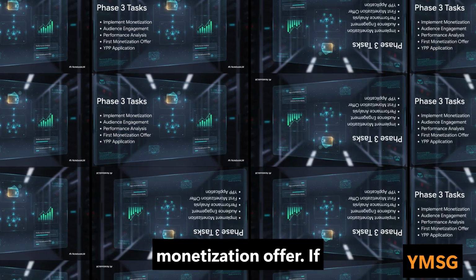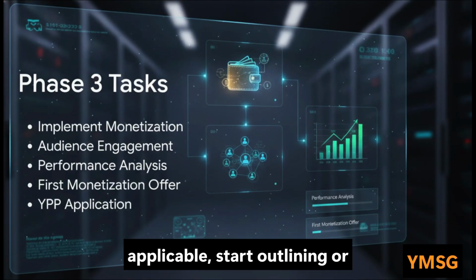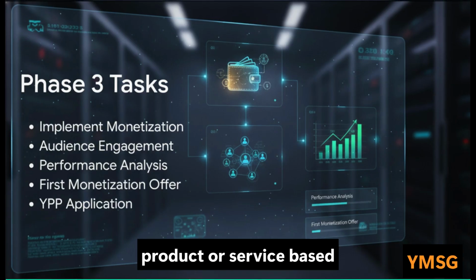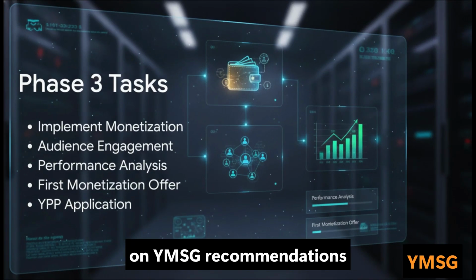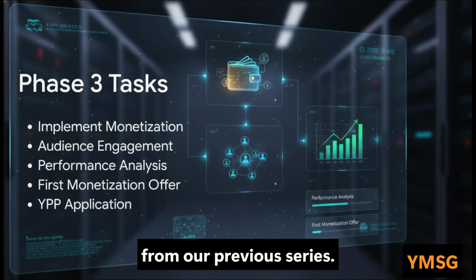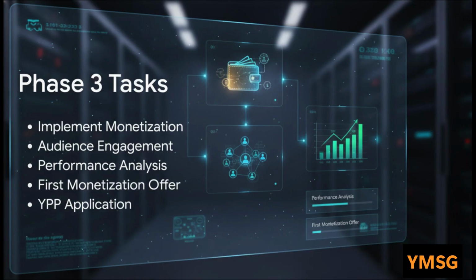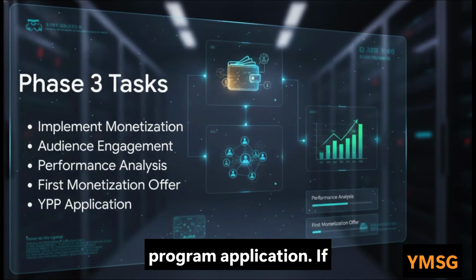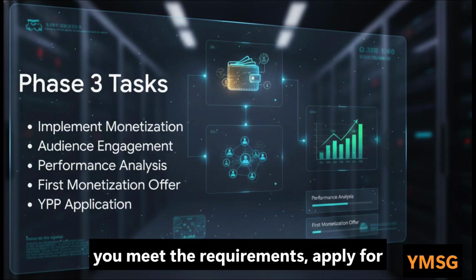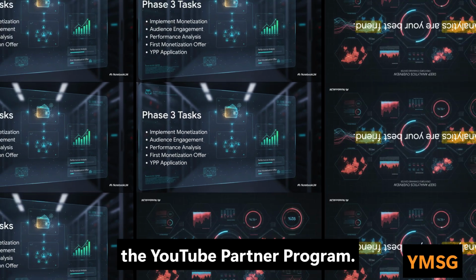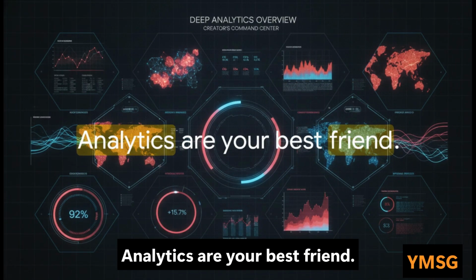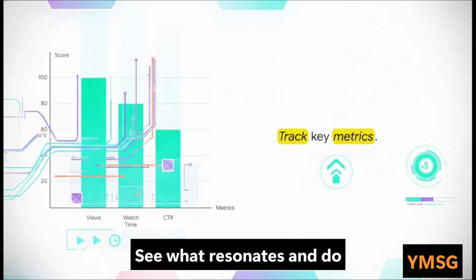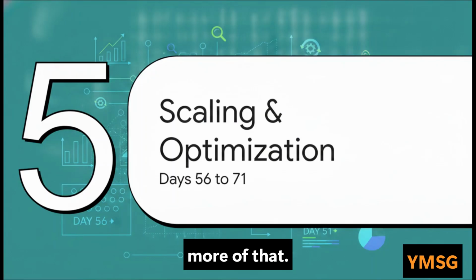Develop first monetization offer if applicable. Start outlining or creating your first digital product or service based on YMSG recommendations from our previous series. YPP, that is YouTube Partner Program application. If you meet the requirements, apply for the YouTube Partner Program. Analytics are your best friend. Don't just upload and forget. See what resonates and do more of that.